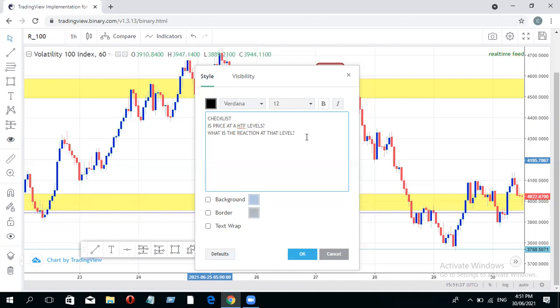Then look for a break of structure. This is how you catch these trades. You wait for a break of structure on the lower time frame, and then make your entry. So this is the checklist.